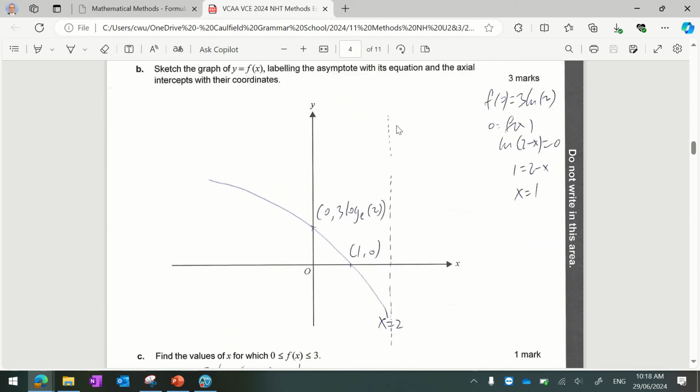Also, when I did this, I didn't use a ruler. You need to use a ruler in the exam. You need to bring a ruler into your exam room. I did not, a bit sloppy here.